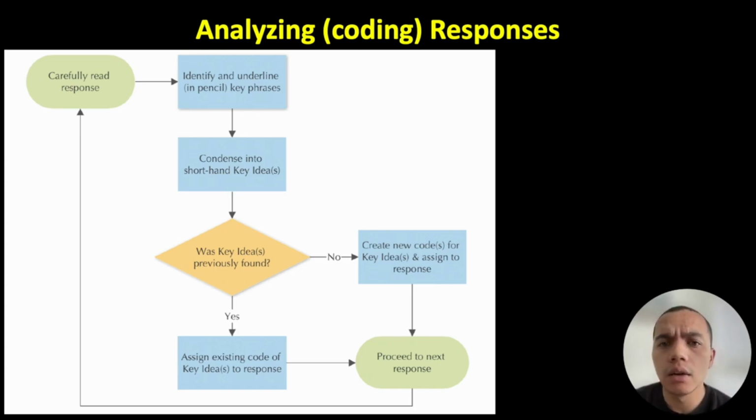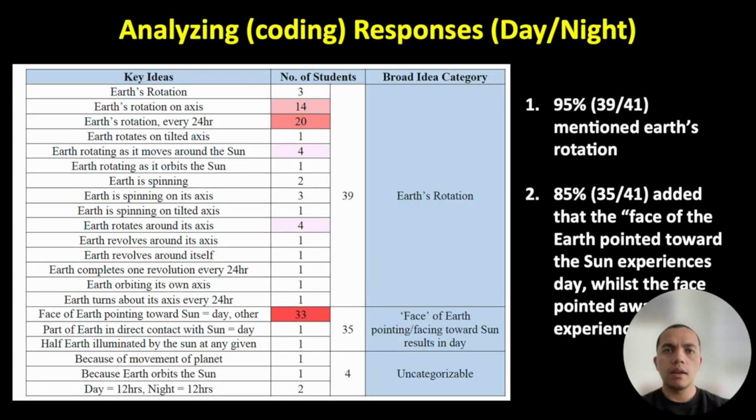And then I create a tally, which in a nutshell allows me to say things like this: so many students said this, so many students said that. In this table, we see all the key ideas identified in student responses to the question on day and night. In the center column, we see the number of students who mentioned a particular key idea. And then also it emerged that many of these key ideas were similar, and so I grouped them into broad idea categories.